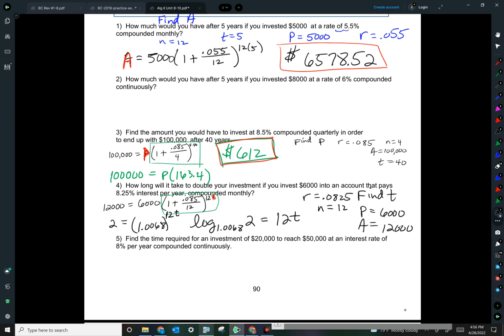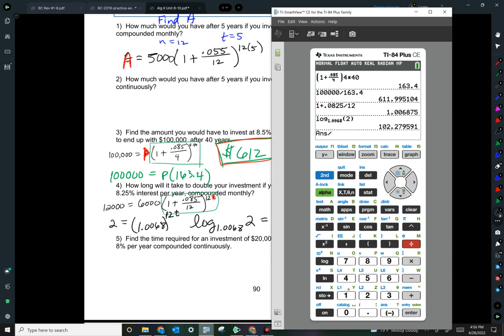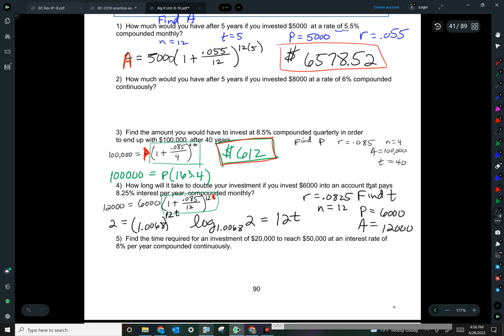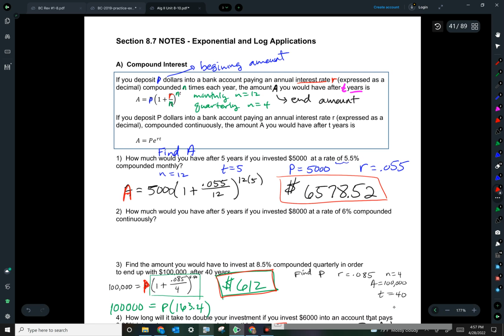So let's take what we got for that log and divide by 12, and t is 8.523 years. So what that means is, if I invest $6,000 for 8.5 years, it'll turn into $12,000. Okay, so there's one other kind of equation.